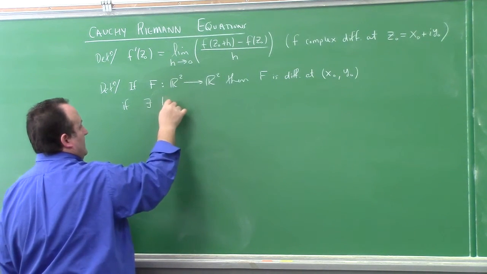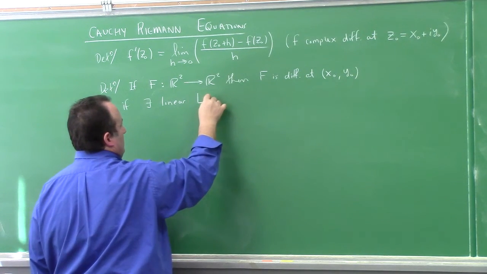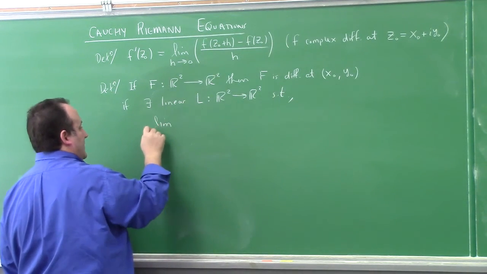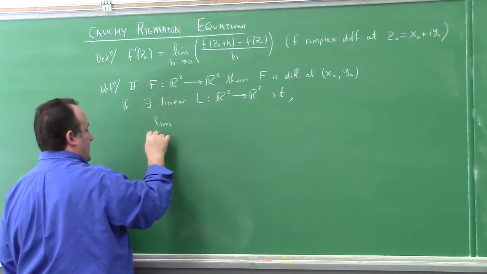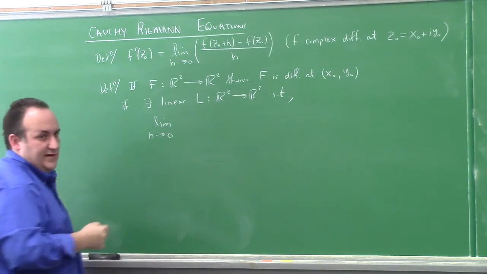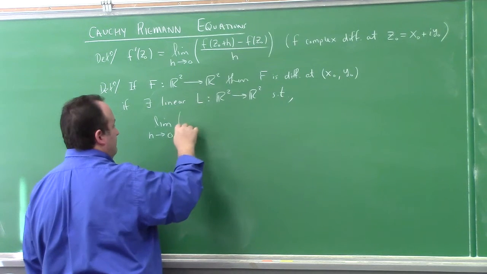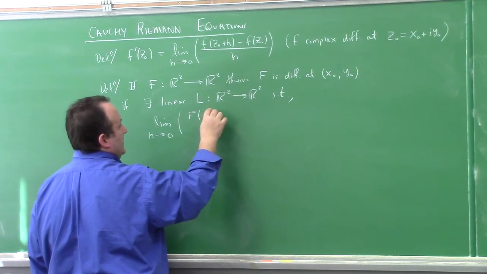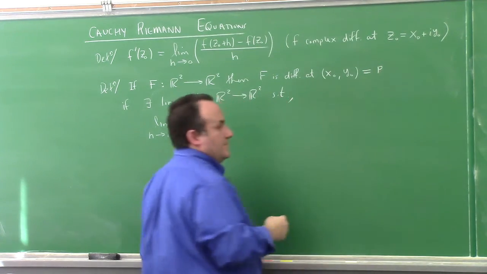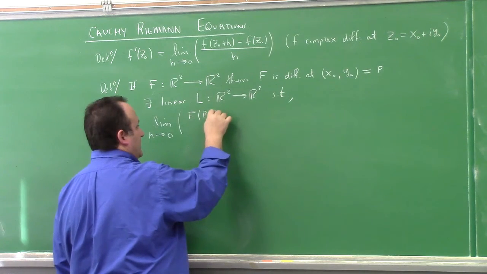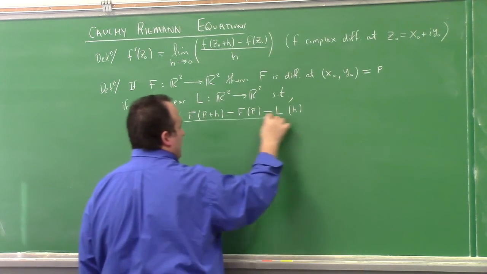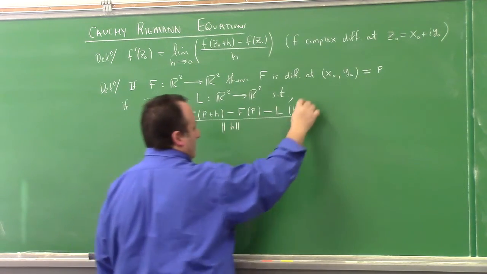if there exists a linear map L from R2 to R2 such that the limit as h goes to 0, but here this h is a vector, of F of, let me give this a name, let me call this P, F of P plus H minus F of P minus L of H, all divided by the length of H, equals 0.